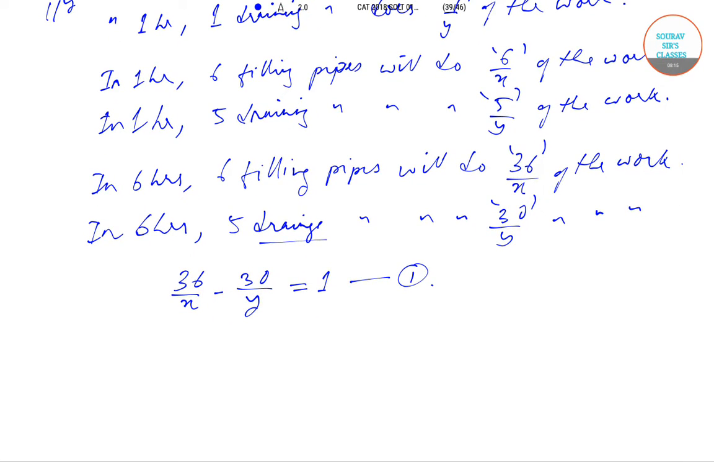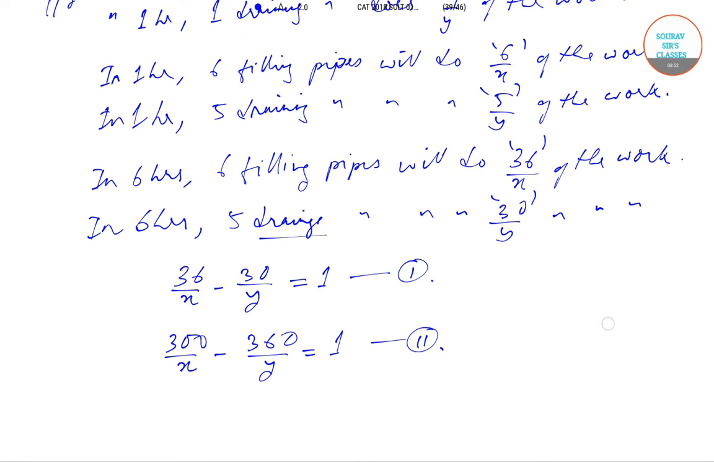And in the second condition we were given that 5 filling pipes and 6 draining pipes were used, and 60 hours would have been taken. So in 60 hours 5 filling pipes would have done 60 into 5, which is 300 by X, minus 60 into 6, which will be 360 by Y, and this will be equal to 1, which is the full amount of work.